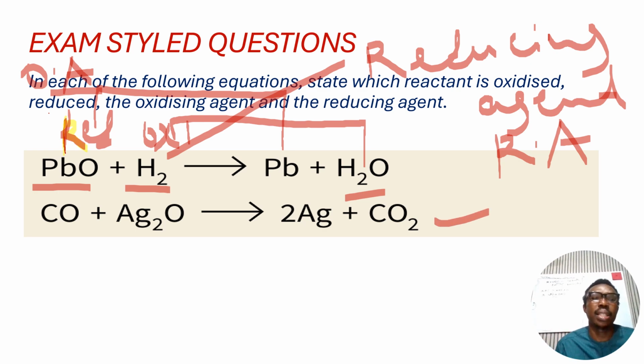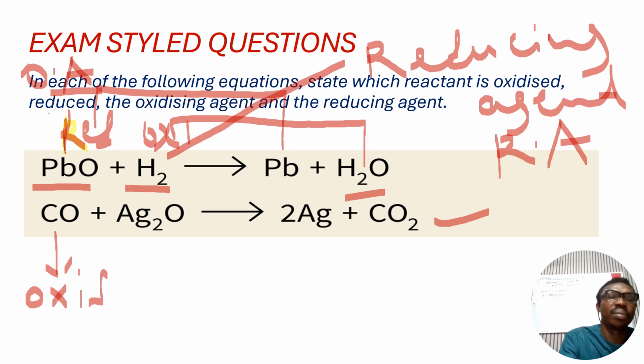Now let's look at this one. The substance that is oxidized, the substance that gains oxygen, the substance that oxygen is added to, is the substance that is oxidized. Why the substance that is reduced? That means carbon II oxide is oxidized. So carbon II oxide is the reducing agent.